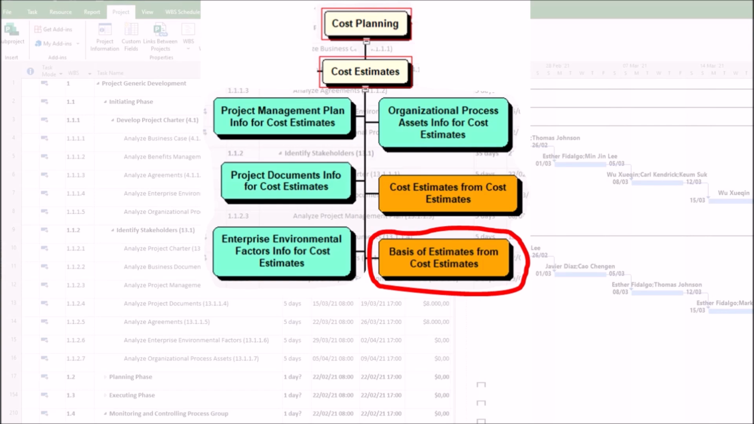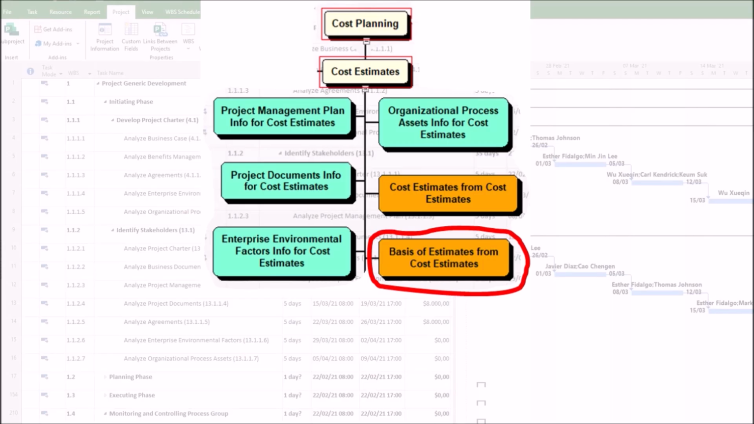As examples of poor basis of estimates practices, we have, first, no documented assumptions, such as assuming labor rates won't change. Second, over-reliance on a single method, such as only using analogous estimates without adjustments. Third, ignoring expert judgment or historical data from past projects. Fourth, failing to update estimates when new information arises. Following PMBOK best practices for BOE ensures reliable, defensible, and adaptable cost management.